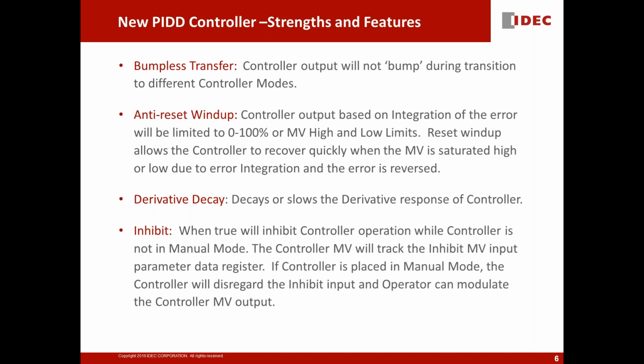Derivative decay slows down the derivative response, which you can apply if you want that. And then you have the inhibit. The inhibit is when the controller operation is not in manual mode, right? When the controller is not in manual mode, the controller MV will track basically the MV input parameter register. The minute you put the controller in manual mode, the controller immediately will disable the inhibit of the controller.